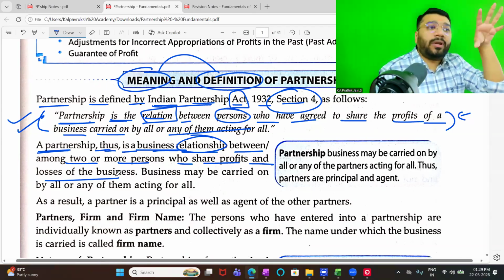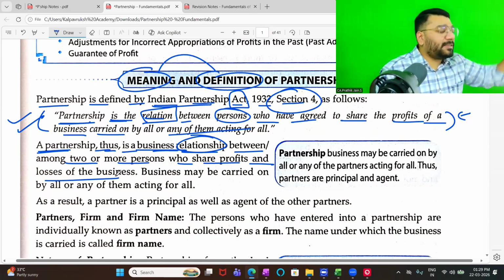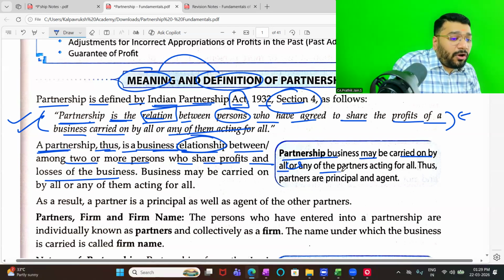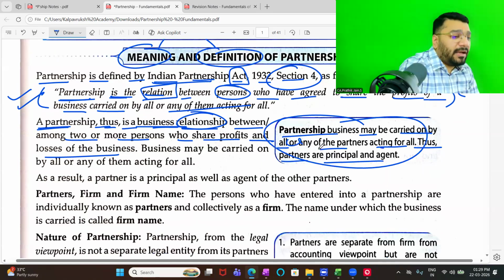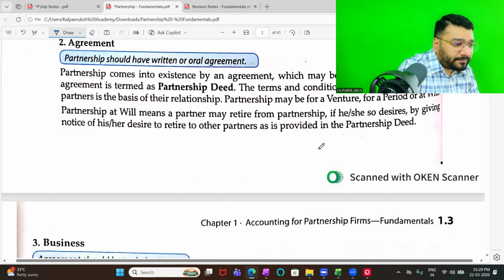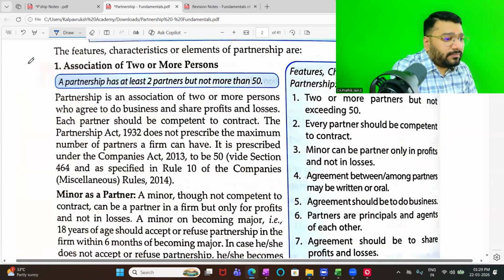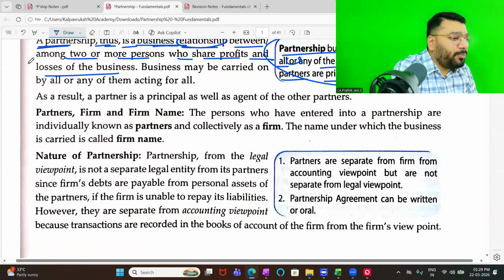This I have to elaborate a little bit more. When the right time comes, I will explain. So partnership business may be carried on by all or any of them acting for all. Thus, partners are principal and agent. This point I will cover on page number 3. Mutual agency comes there; I'm not discussing it now because it will be too boring for you.